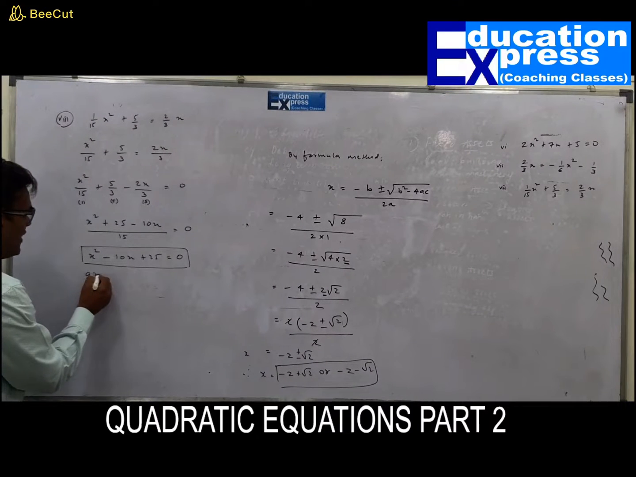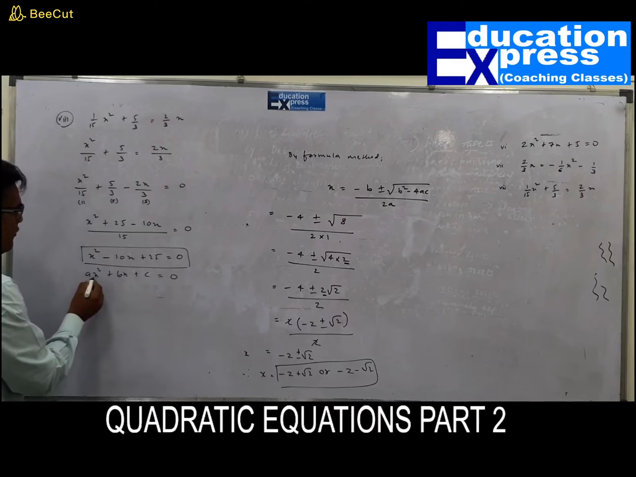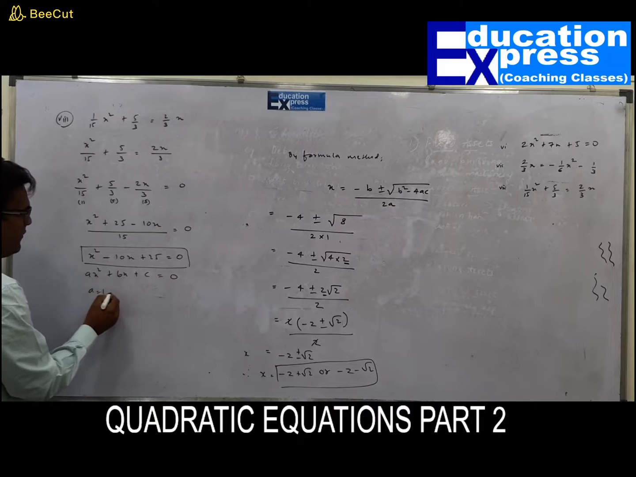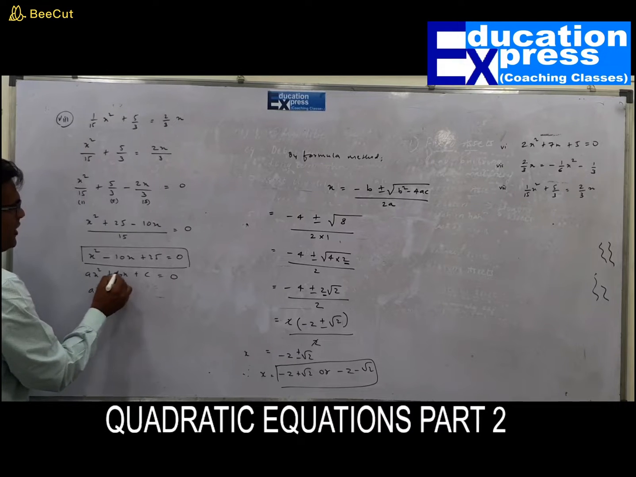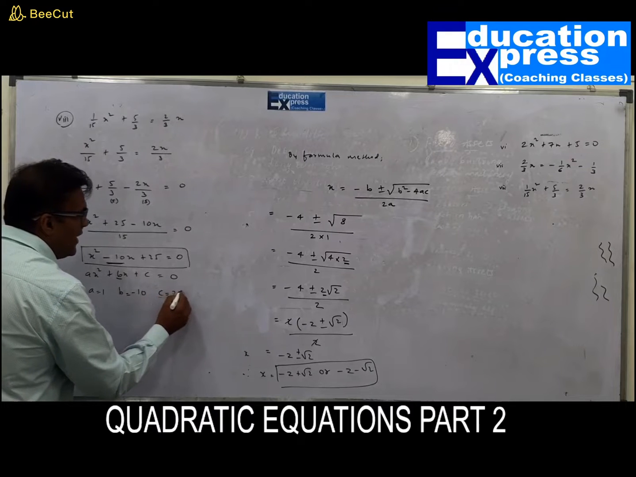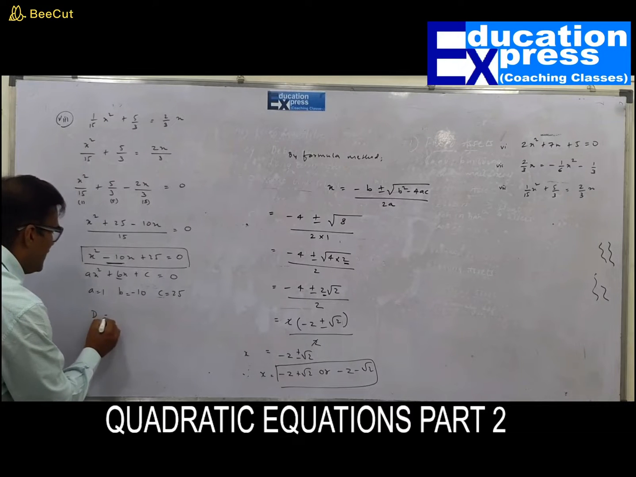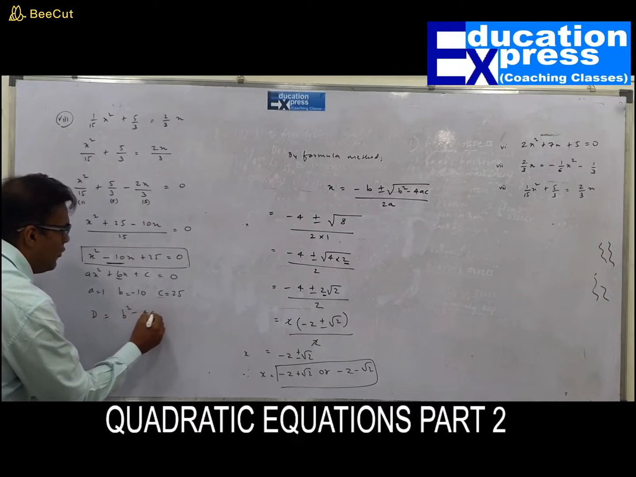If you compare it to ax square plus bx plus c equals 0, what is the value of a? 1. Value of b? Make sure that value of b is minus 10. Value of c? 25. We have the values of a, b and c. Next step, find the discriminant. What is the value of discriminant? b square minus 4ac.